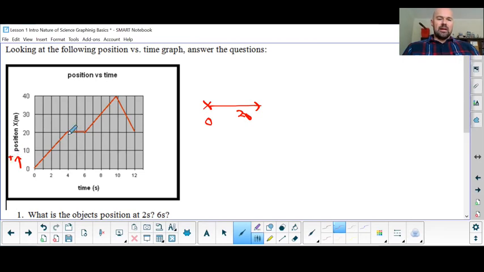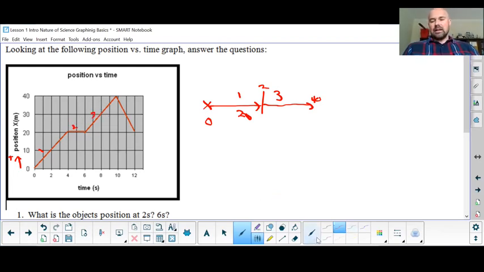And then it looks like I stop at 20 for a while. So I'm stopped here, from 4 to 6 seconds, I'm at 20 meters. And then it looks like I keep moving in that direction from 6 to, we'll just say it's 10. It's a little bit off. But from 6 to 10 seconds, it looks like I travel another 20. So I keep going in the same direction, another 20. And now I'm at 40. So this is like step 1, step 3. I'll put this as a 2 where I'm stopped. So 1, 2, 3, matching up the motion with this graph.